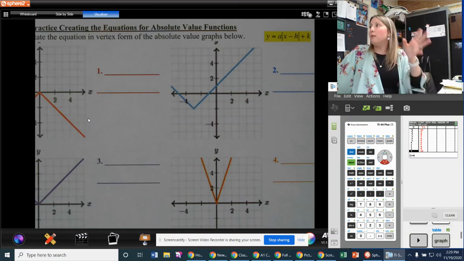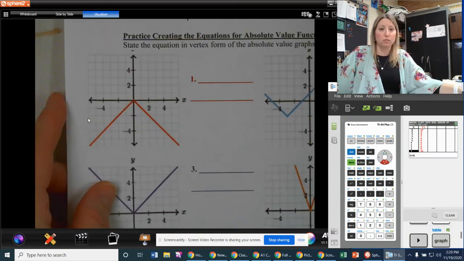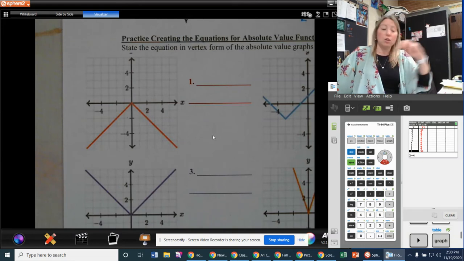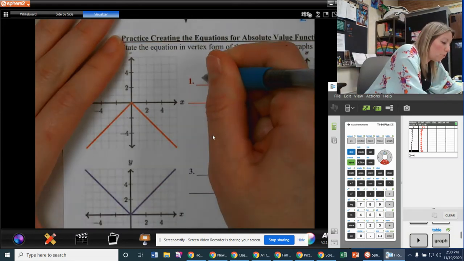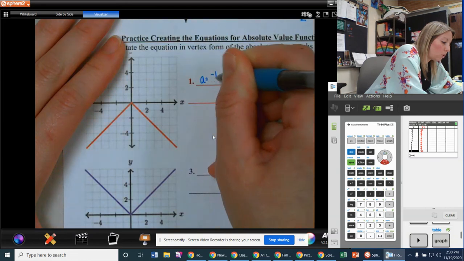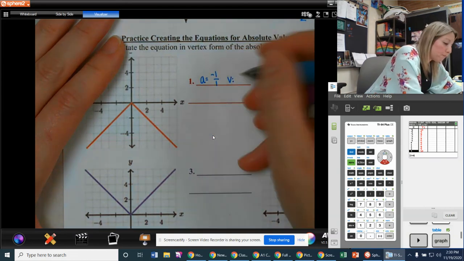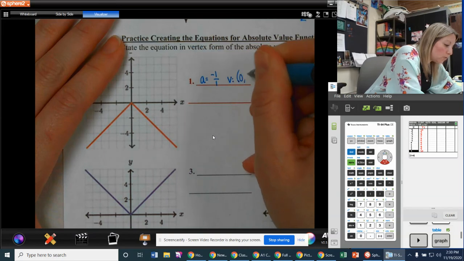So what I'm going to do, and this is how I'm going to write the equation, is I'm going to grab the vertex and I'm going to count the slope, and then I'm going to plug those in to make the equation. Okay, so for number one, the vertex looks like 0, 0. Slope is down 1, right 1, down 1, right 1. See that? So the slope, or A value, is negative 1 over 1. The vertex, which gives you my H and my K, is 0, 0.